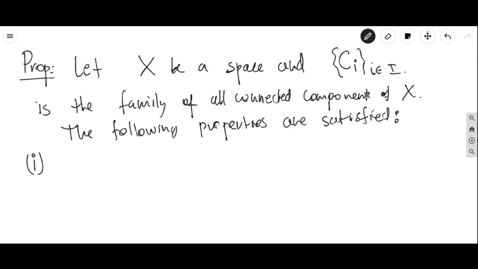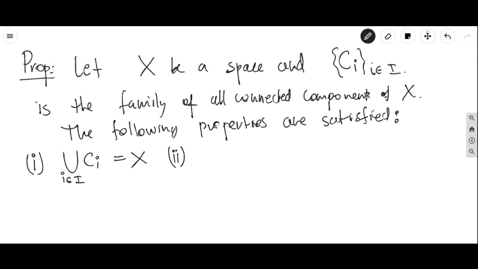The first property, let's maybe start with the easiest one: if you take the union of all of these C_i, that's equal to X. So the union of all of the connected components has to give you X. That makes sense from pictures, but we'll give a more careful explanation afterwards.